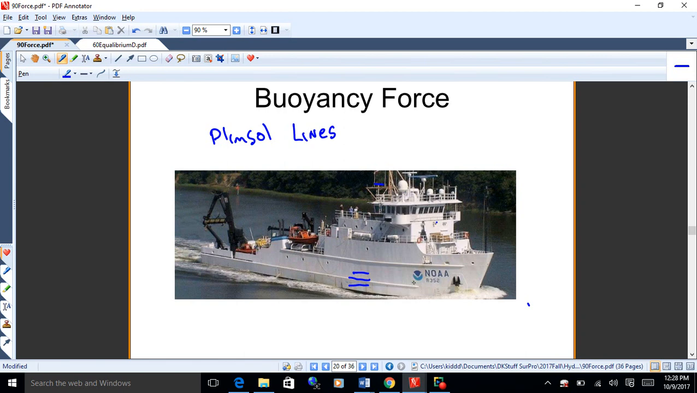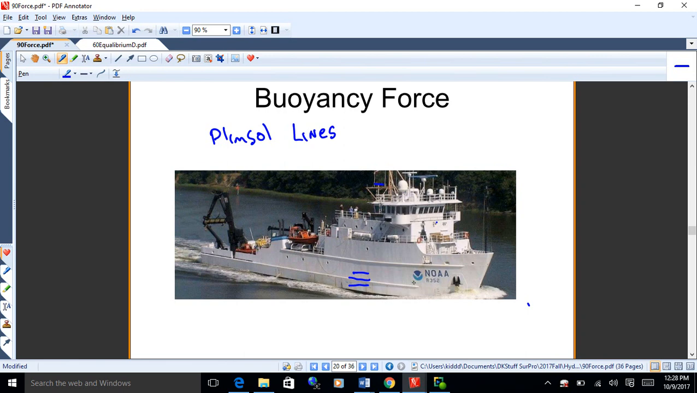I think they're called Plimsoll lines. So they use that in conjunction with ballast to get the right load. And these came in the 1800s because there were ships that were sunk because they were loaded up. And so that's when they came in.